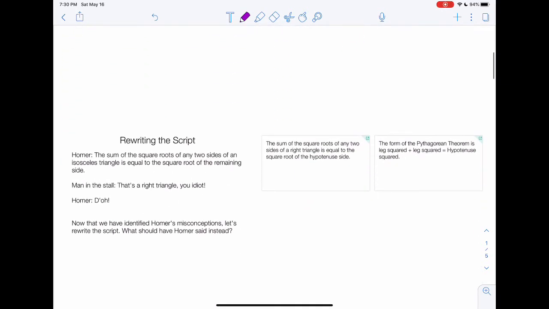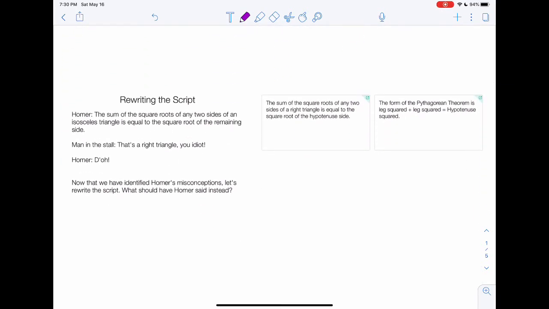So let's go ahead and read what you guys wrote. One of you guys said, the sum of the square roots of any 2 sides of a right triangle is equal to the square root of the hypotenuse side. So here you guys kind of caught one of the mistakes, right? That it's not any of the 2 sides. It's the 2 sides of the legs, and then it has to be the hypotenuse. But once again, you fell for the whole square roots. It should have been squares.